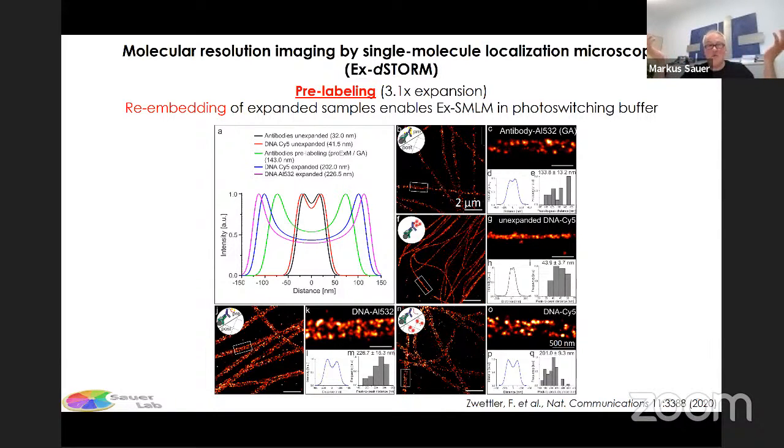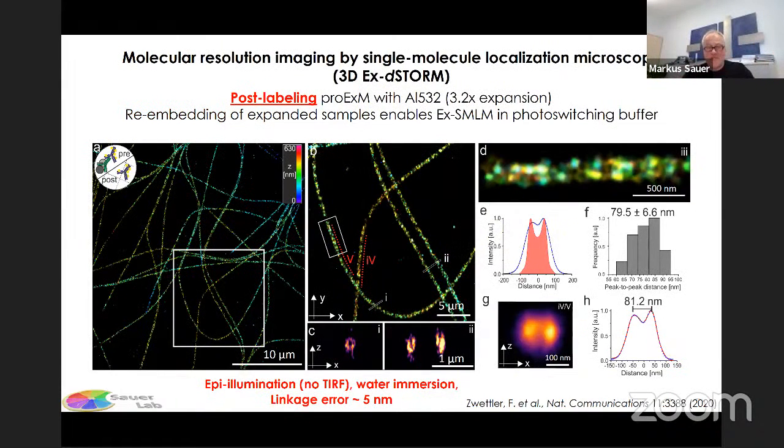The antibody is also expanded. So the only way to go is again post-labeling. This allows you, if you do post-labeling, so you take care how you denature your sample, and then add the antibodies after expansion and re-embedding. Then you end up with a diameter of microtubules you measure by D-storm of only 80 nanometers.